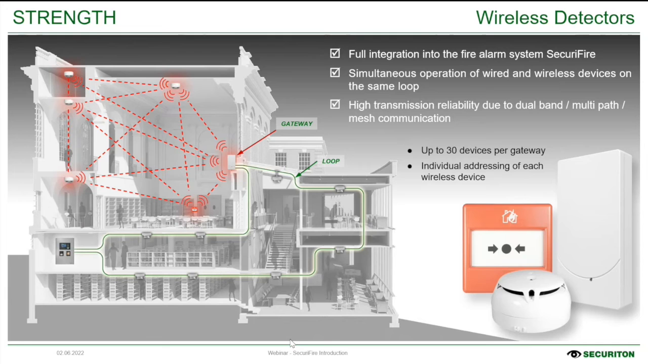The special thing here, we have a hopping function on this wireless solution. If you install the first one, it gets a direct connection to the gateway. The second one will automatically take a direct connection to the gateway, or like a hopping function over the first installed detector back to the gateway.